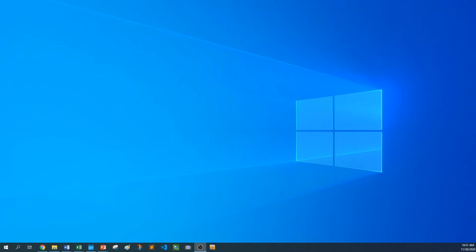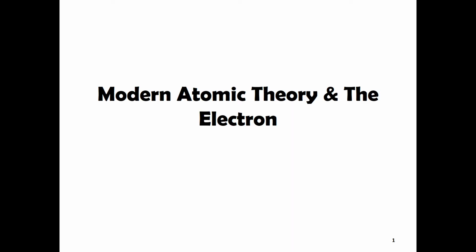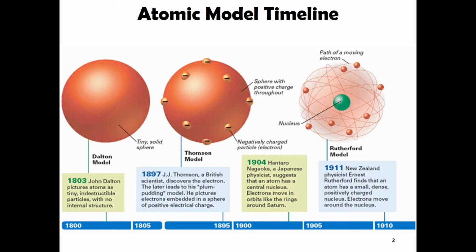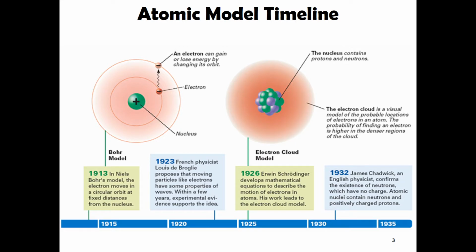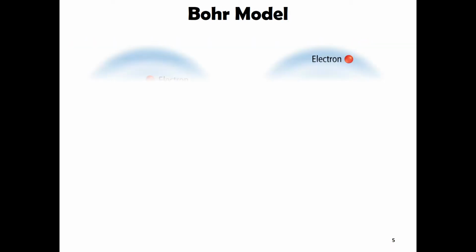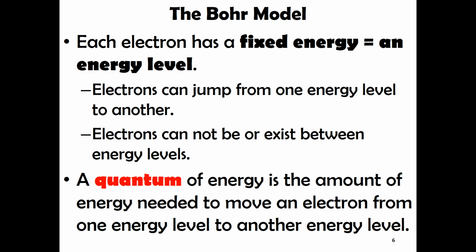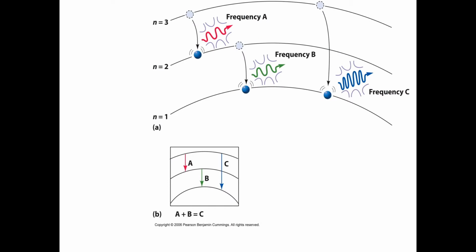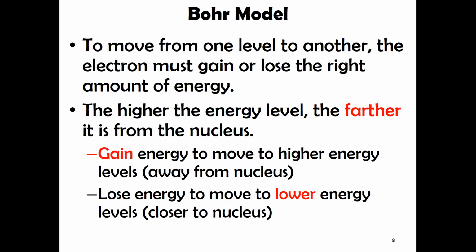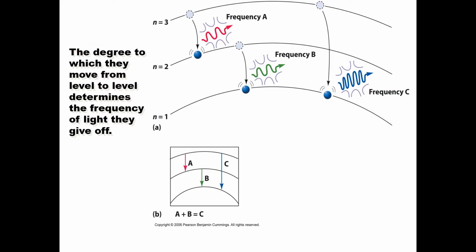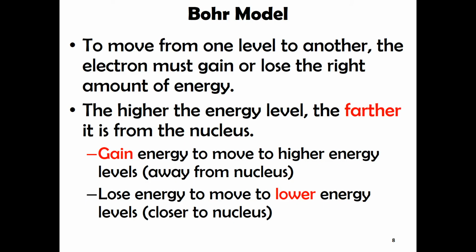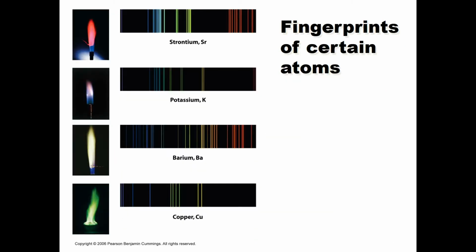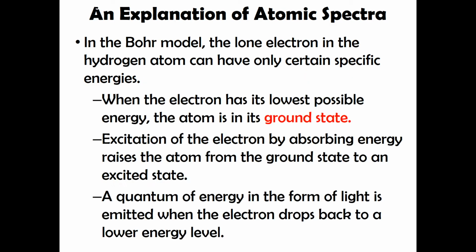A little recap from last time. So we have the atomic models. We have the Bohr model that exists in certain energy levels, corresponding to how much energy they have. There can only be specific energies. They gain energy, move to higher ones, they lose energy, and move to the other ones.